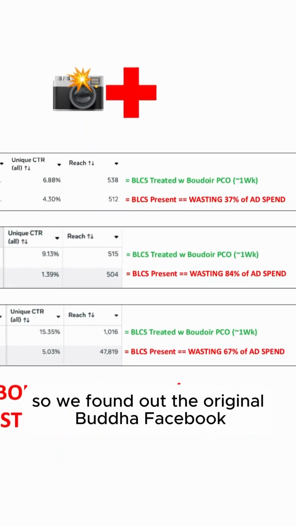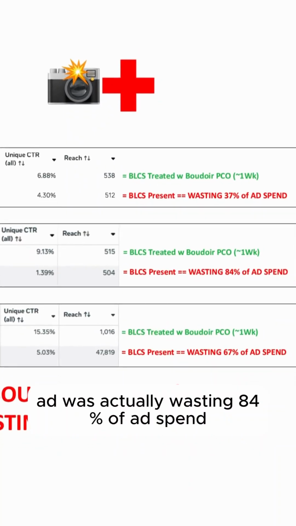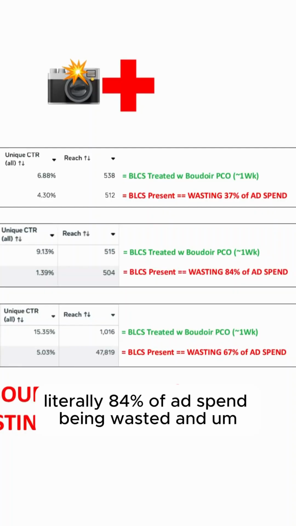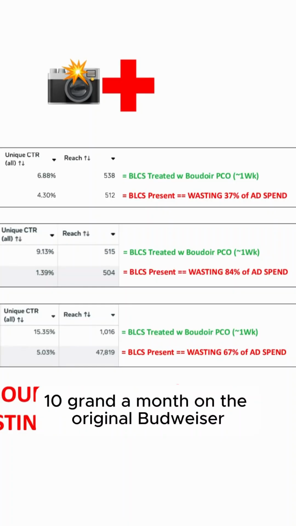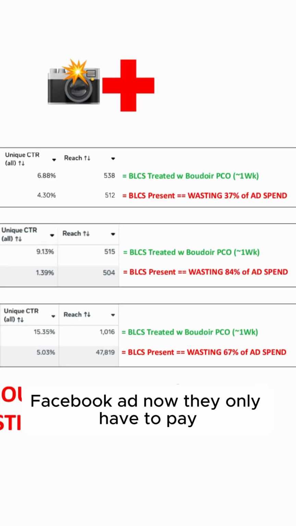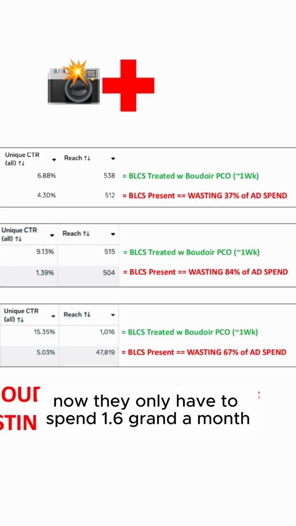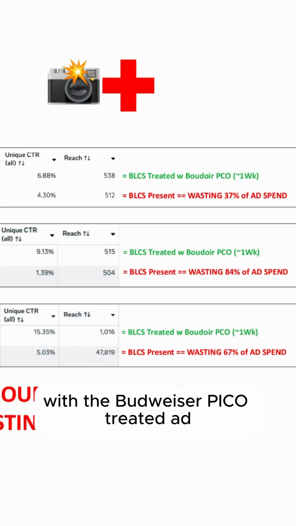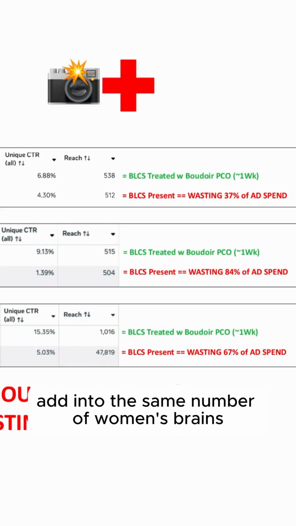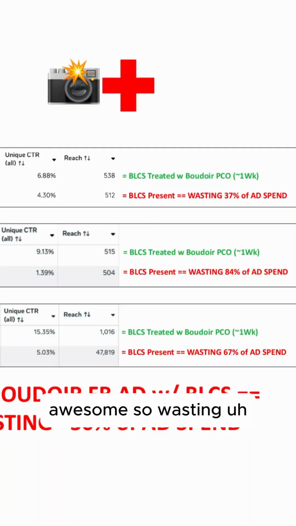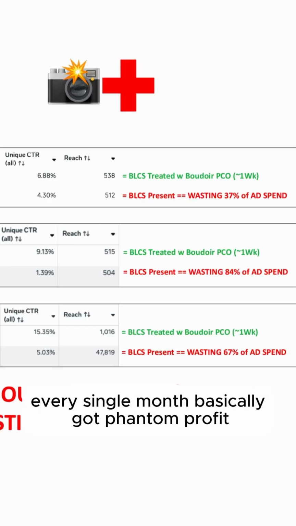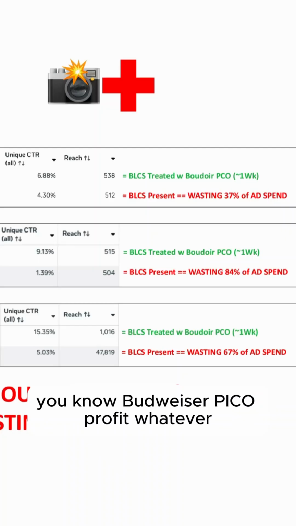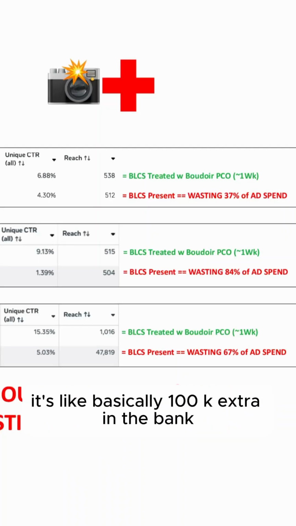So we found out the original Boudoir Facebook ad was actually wasting 84% of ad spend, literally 84% of ad spend being wasted. So that means if they're paying 10 grand a month on the original Boudoir Facebook ad, now they only have to spend 1.6 grand a month with the Boudoir Pico treated ad to get their ad into the same number of women's brains. Awesome. So that $8,400 a month difference that they no longer have to spend, they keep it as profit, in their pockets, every single month. Basically a phantom profit, Boudoir Pico profit, whatever. And at the end of 12 months, it's basically 100K extra in the bank.